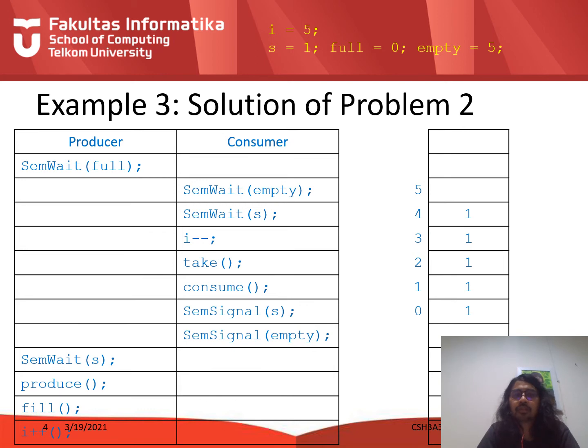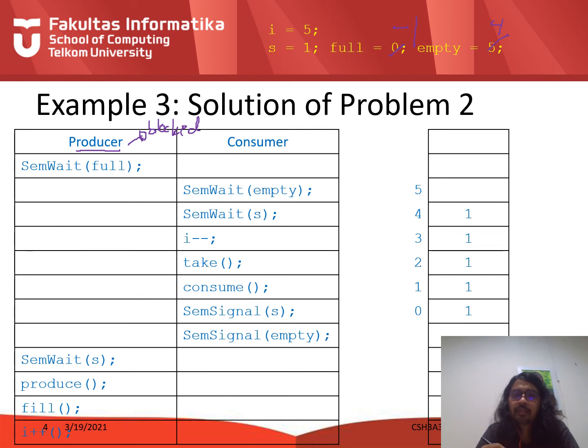Here we will see what happens. First, the producer will run semWait full, so because of semWait full, full is decremented, it becomes -1. So here the producer is blocked, and in exchange the consumer will take place. So semWait empty, empty is decremented to 4, which is not a negative number, so it will continue.